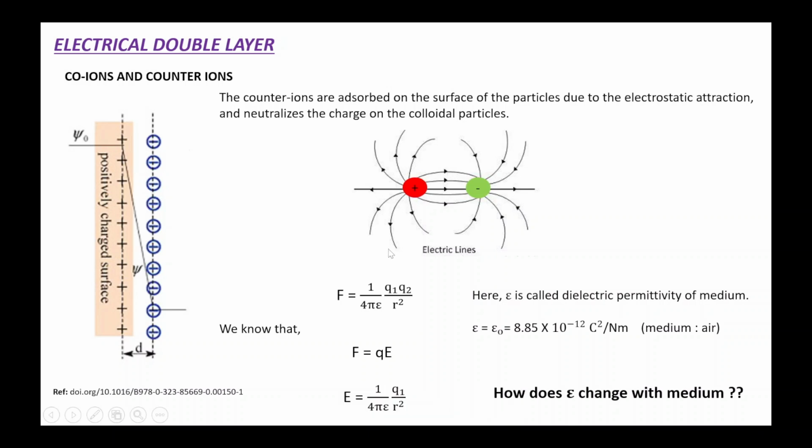Now, what about the electric field? Because of that electric field only, there is a force, and the particles get attracted to each other. So the electric field strength can be given as 1 by 4 pi epsilon, q1 by r square, because we know that F is equal to q times E. If both the charges are of equal magnitude, you can consider q1 and q2 to be the same, so that will become q square. So this will be just q.